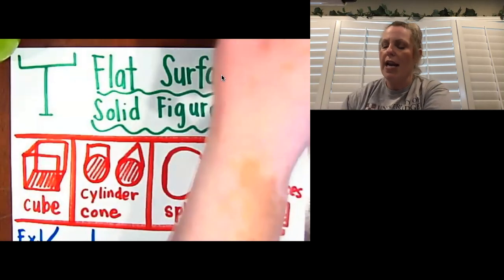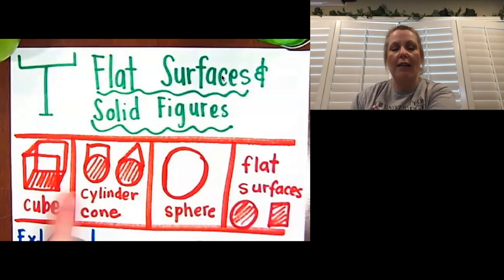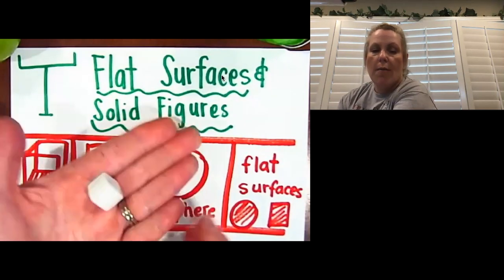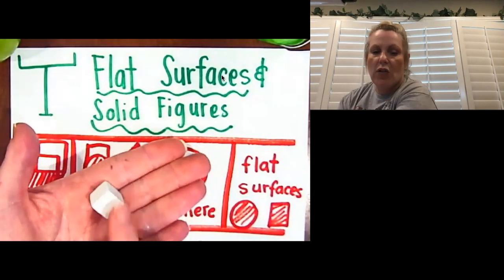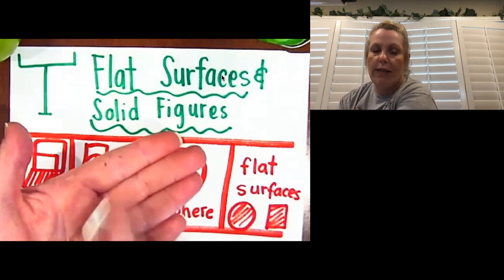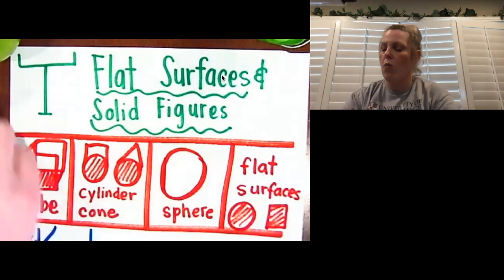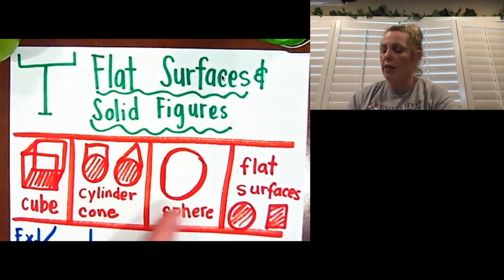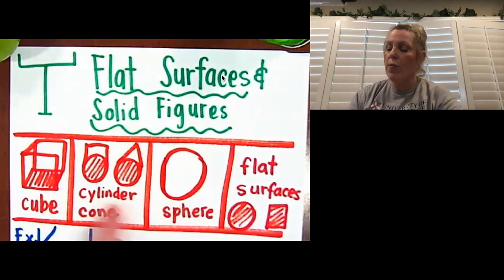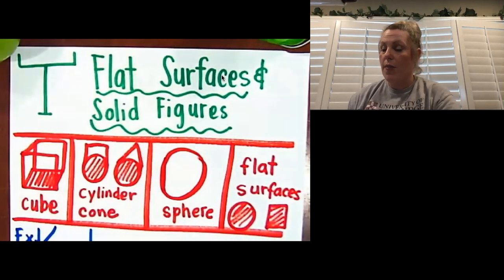So now we want to know what are flat surfaces. When we look at a cube, it has lots of flat surfaces on it. It's kind of hard to tell, but it has lots of flat surfaces. That means if I were to trace it on a piece of paper, I could see the flat surface. Now, when we look at a cylinder, a cone and a sphere, you would think they're the same, but they're not. So I'm going to show you with a different piece of paper.